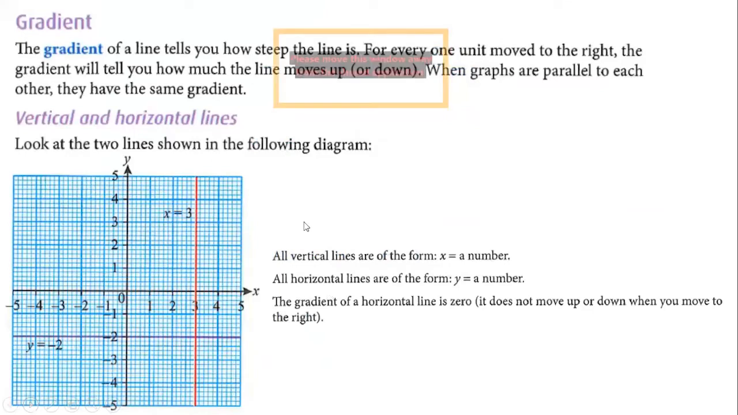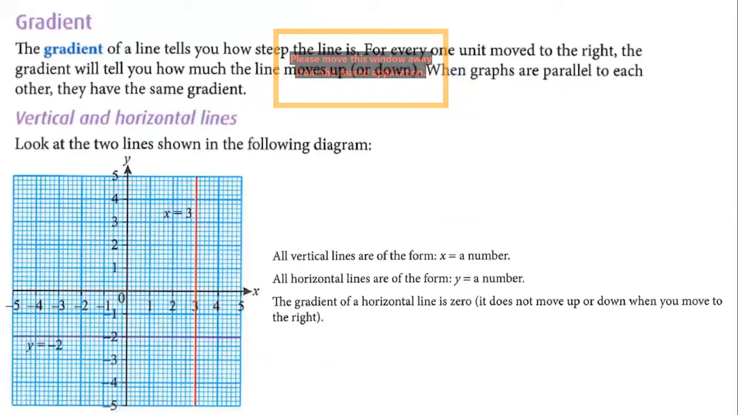Let us firstly look at vertical and horizontal lines. Let us look at these two examples. You have a vertical line, this red one, and the horizontal line, the purple one. Look at the equation of the vertical line. x equals 3. What does it mean? Why is it like that?